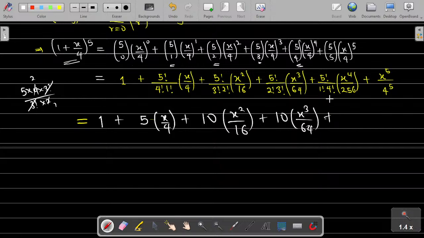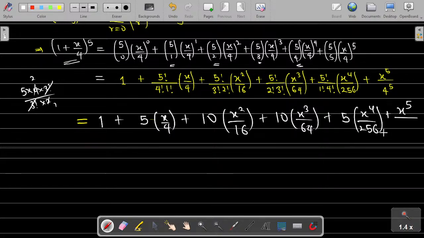And then this is going to be the same thing as this, which is 5 into x raised to the power 4 over 256. And then finally you have x raised to the power of 5 over 4 raised to the power of 5, which I think is around 1024 if I'm correct. Let me check that. 256 times 4. Yeah, I'm correct.